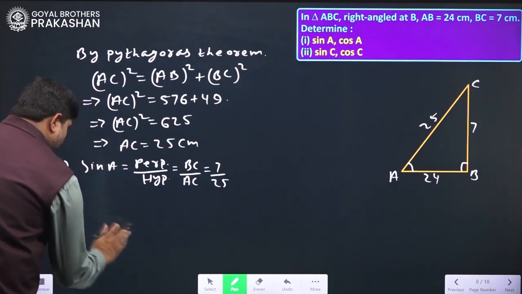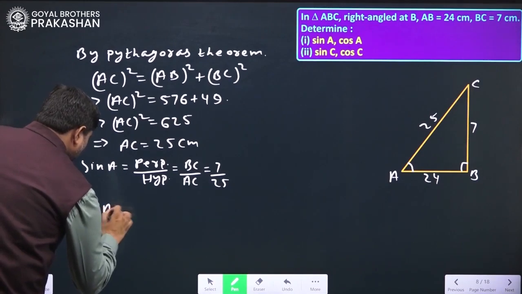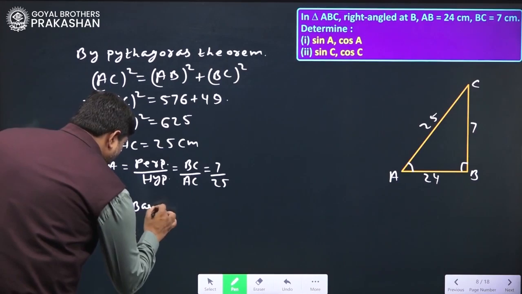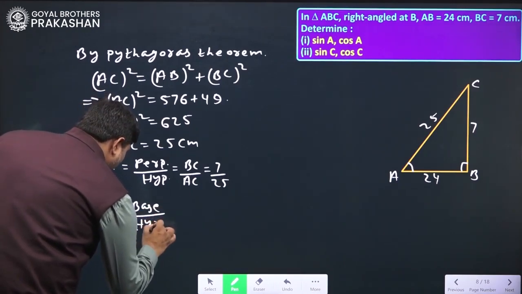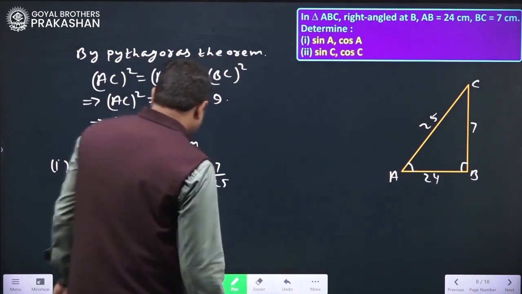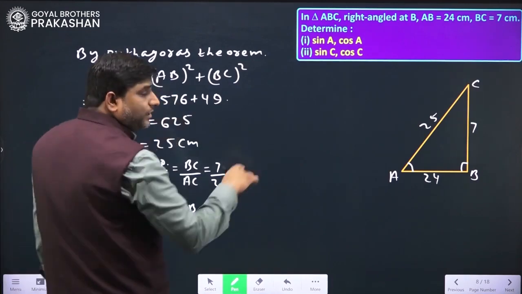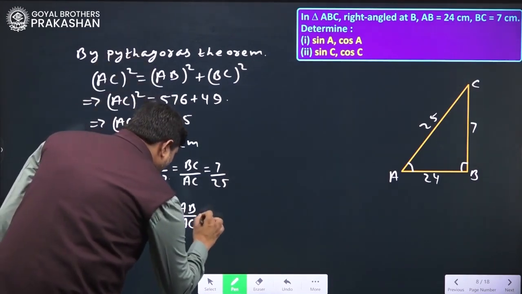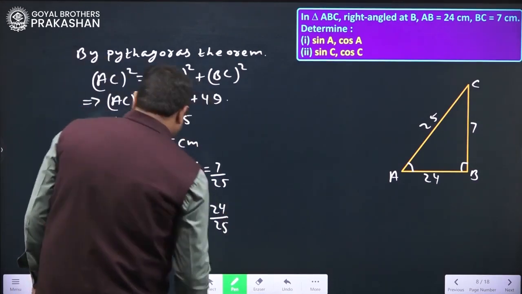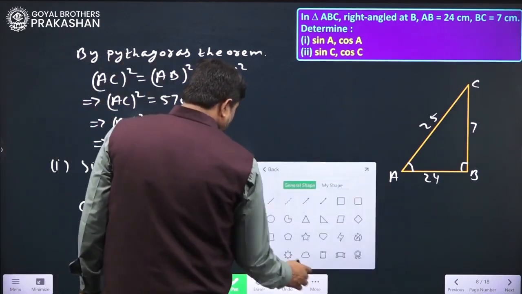Now in this question we have to find value of cos A also. So we know that cos is base by hypotenuse. So for angle A base is AB, so it is AB upon hypotenuse. Hypotenuse is AC. So AB is 24 and AC is 25. It means value of cos A is 24 by 25.